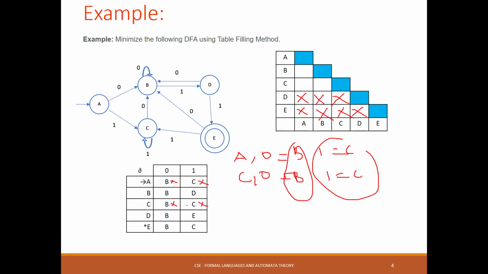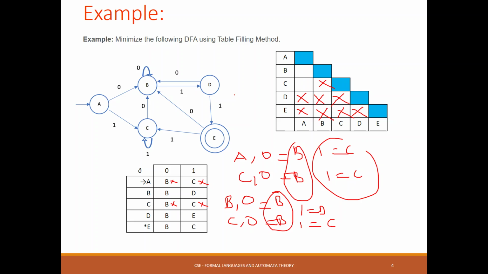Next, B comma C. What is B comma C? B comma 0 and C comma 0 we have to check. B comma 0, the answer is B, and C comma 0, the answer is B. So there is no such cell. B comma 1, the answer is D, and C comma 1, the answer is C. C comma D. What about C comma D? It is already marked as X, right? So we can mark B comma C as X.